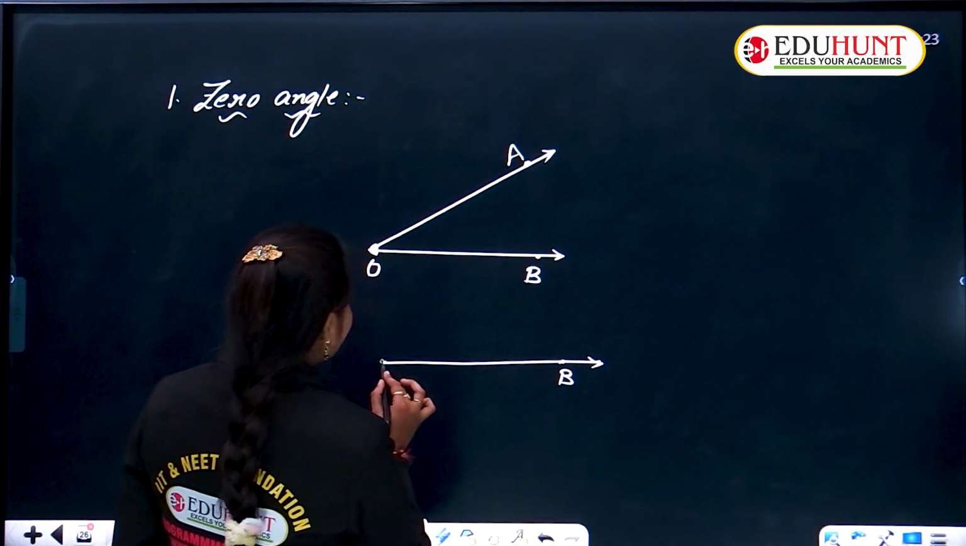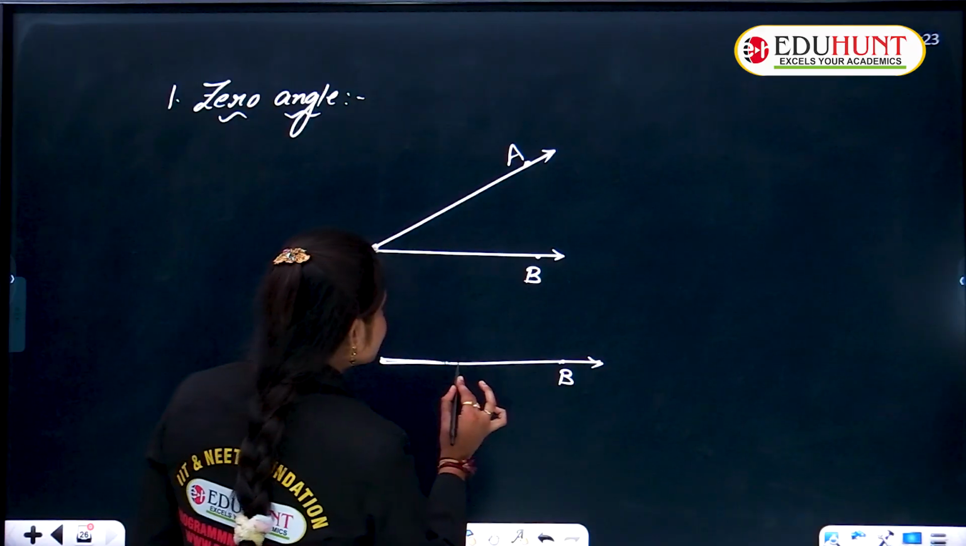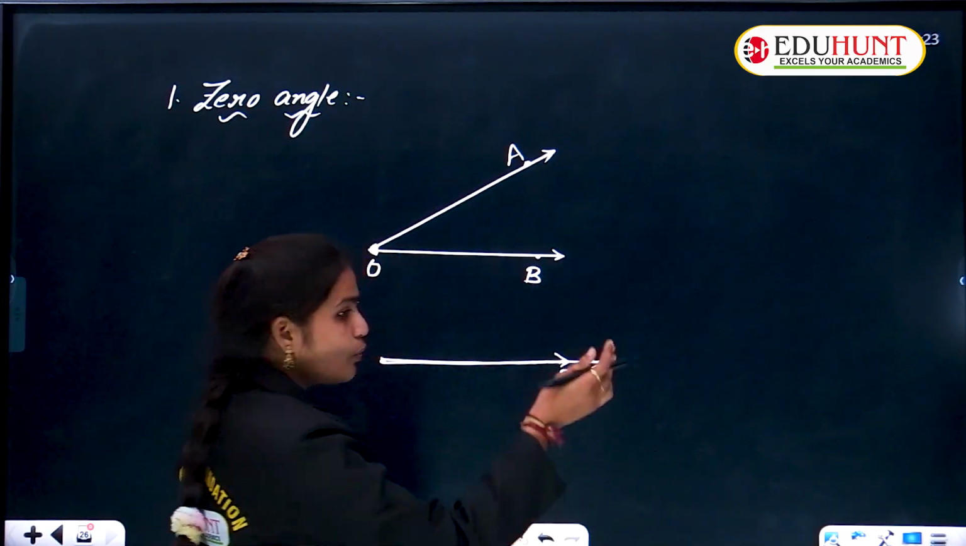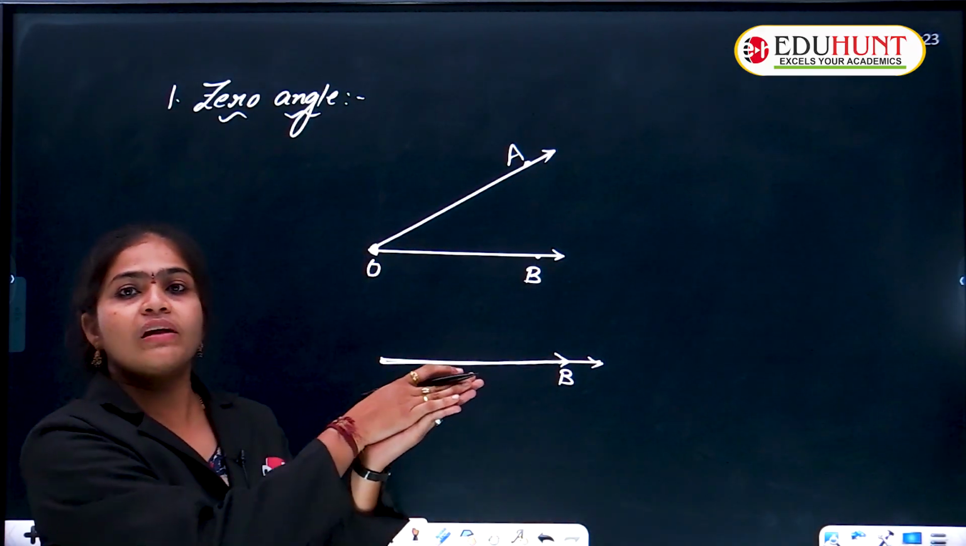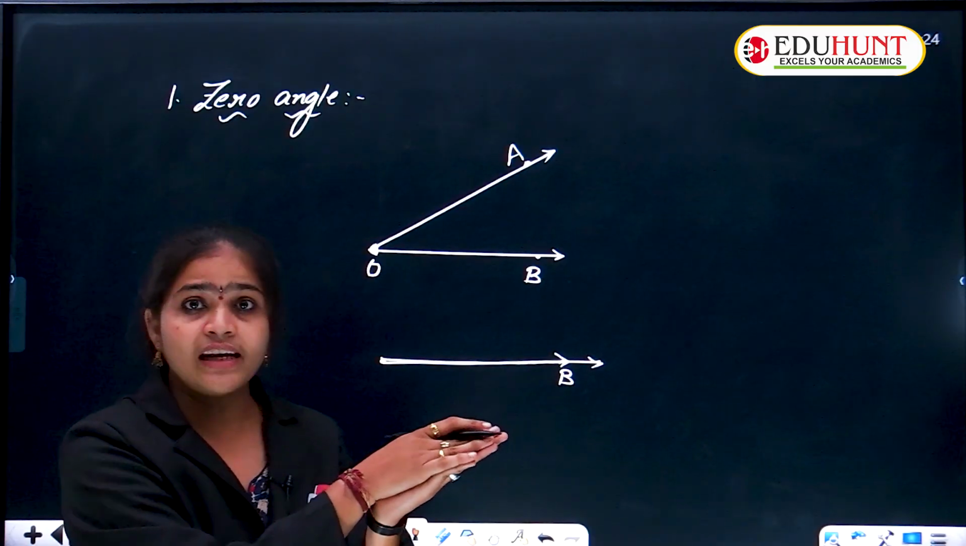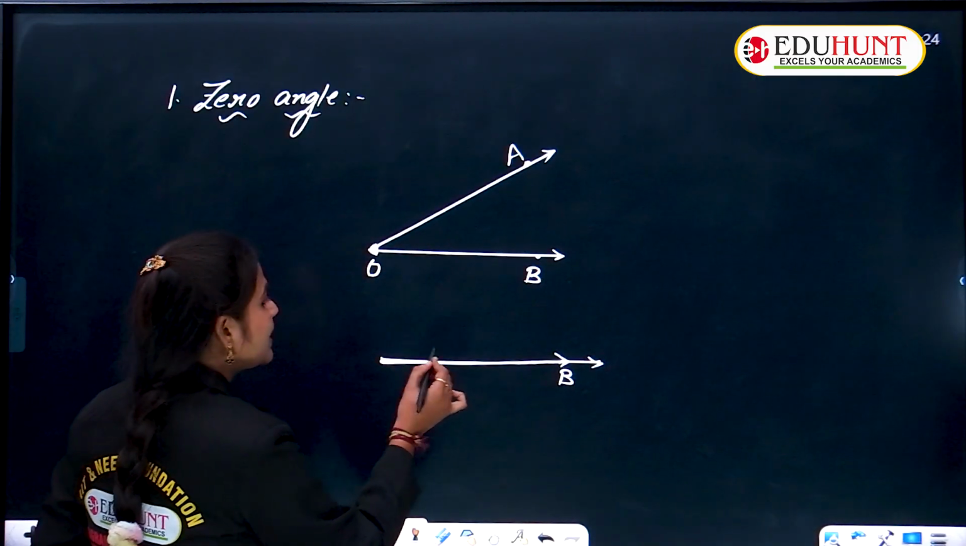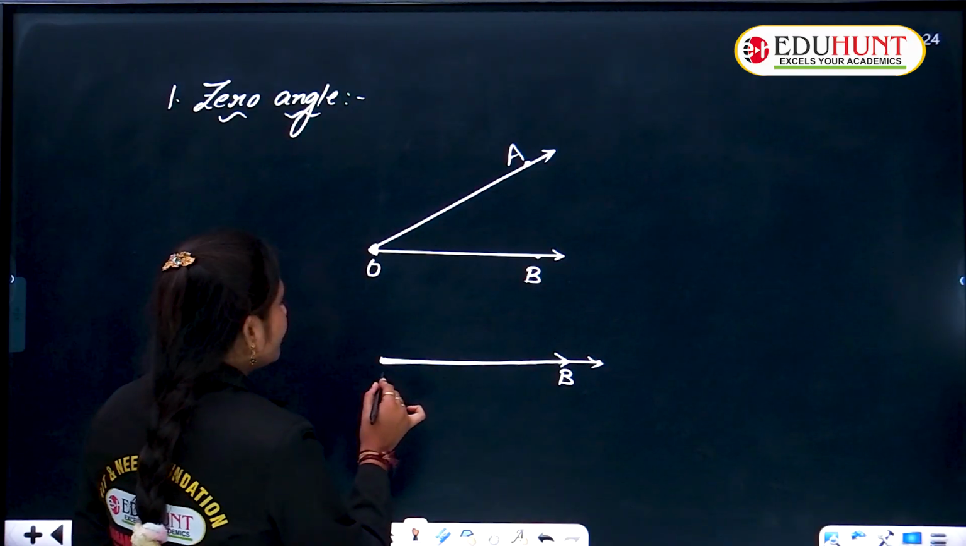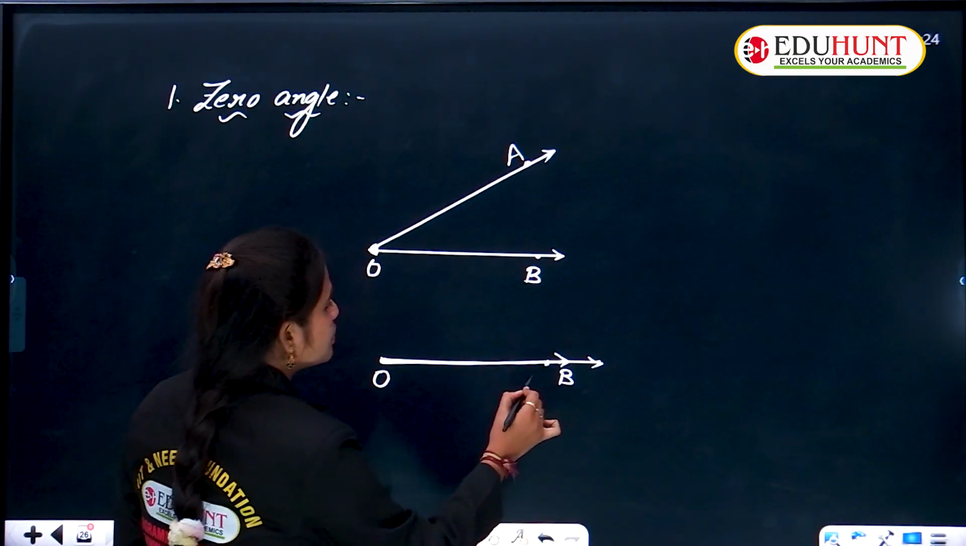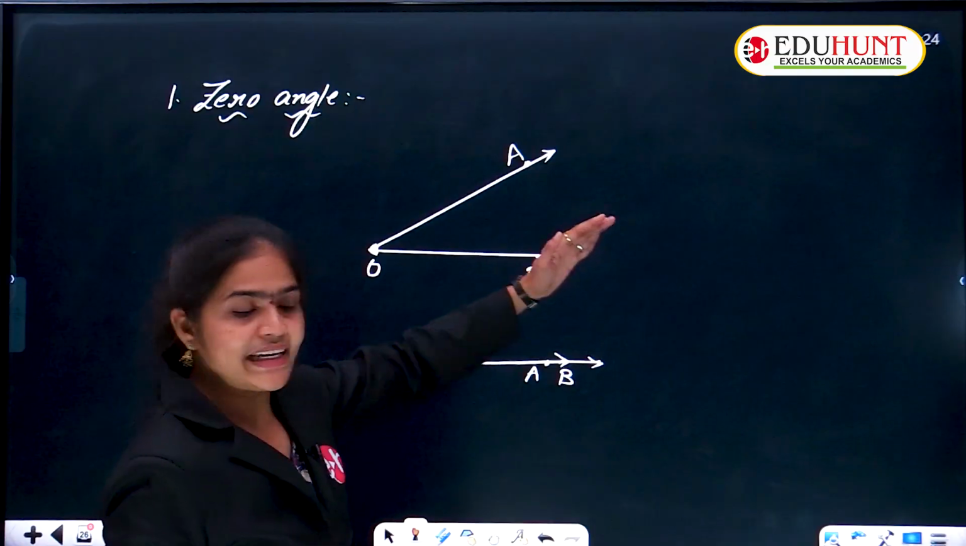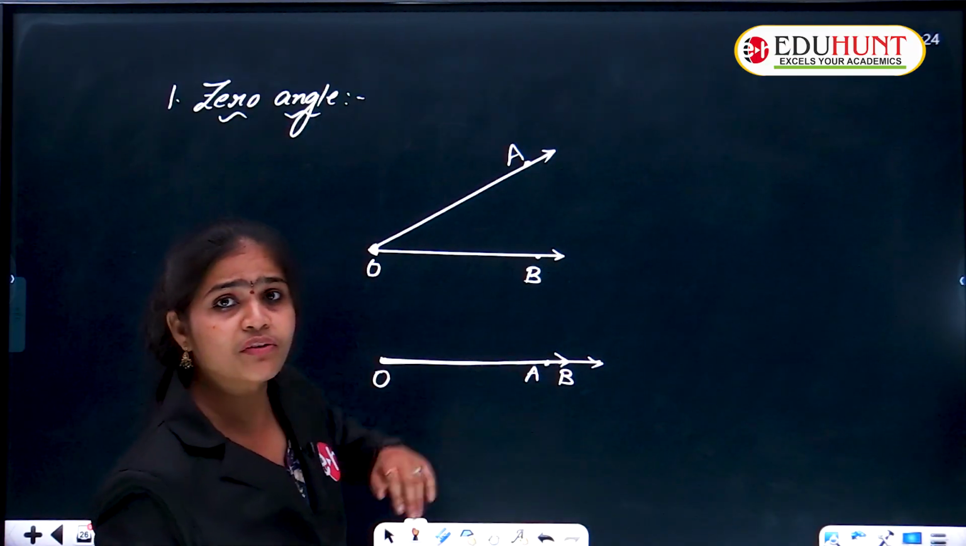OB. Okay. Now here this terminal ray coincides, exactly overlapped on the ray OB. Okay. Now what will happen here? These two become coincident. This is OA. Now OA coincides with OB. Then what will happen here?